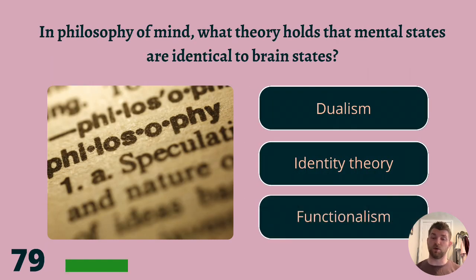In philosophy of mind, what theory holds that mental states are identical to brain states? Dualism, identity theory, or functionalism?